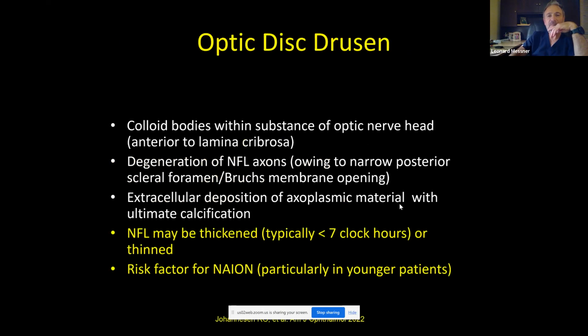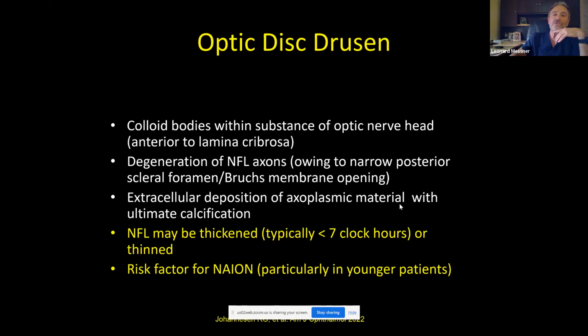So what about optic disc drusen? Optic disc drusen are really a consequence of an anomalous optic nerve in that some of the axons have just given up and died. And the material that's left behind essentially forms these colloid bodies that accumulate within the substance of the optic nerve. And that is what constitutes the drusen.